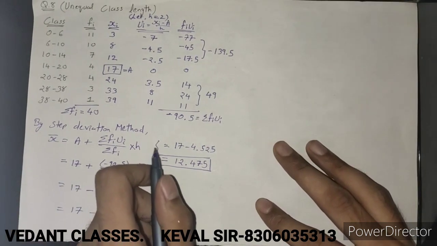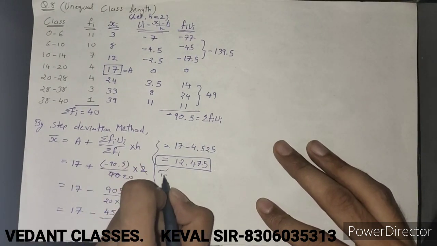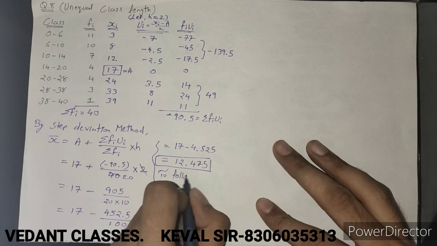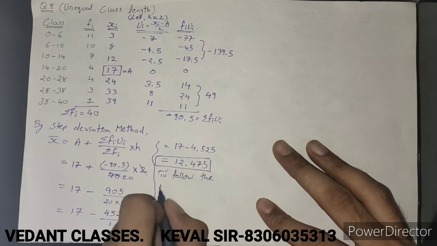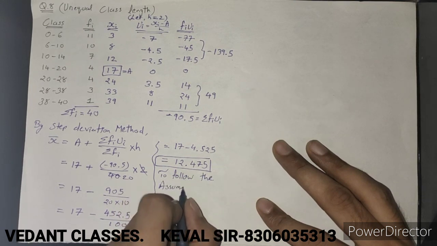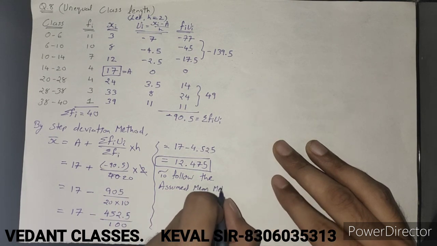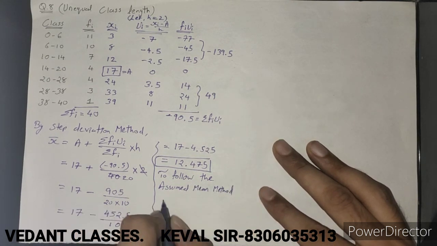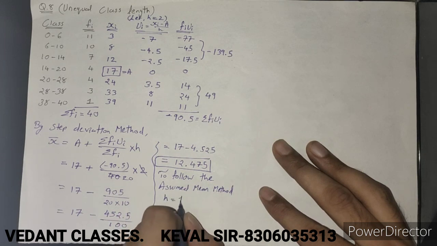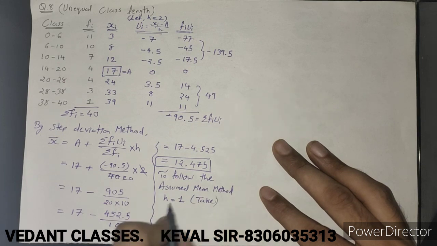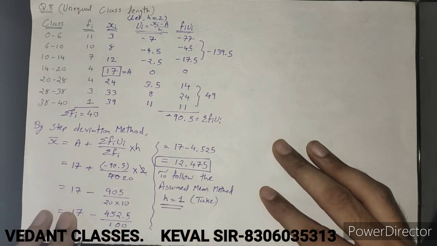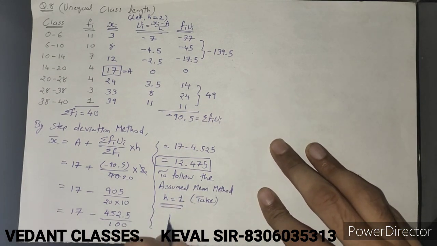Now to follow the assumed mean method, if you want to use this method, it's very easy. It's a generalized thing. Take h is equal to 1. Okay, so this is the important note you should remember.